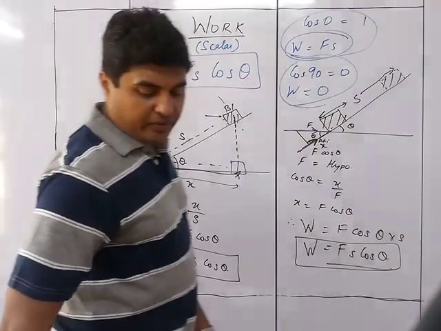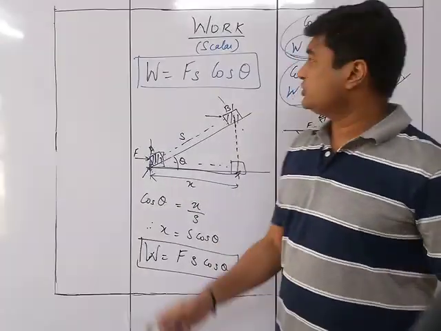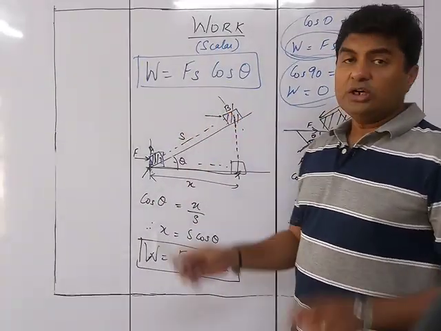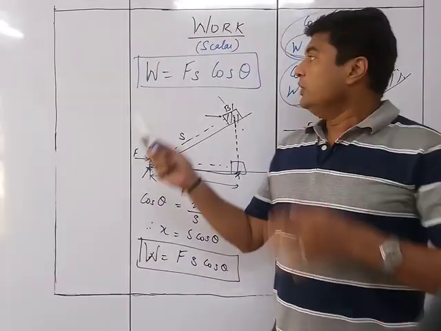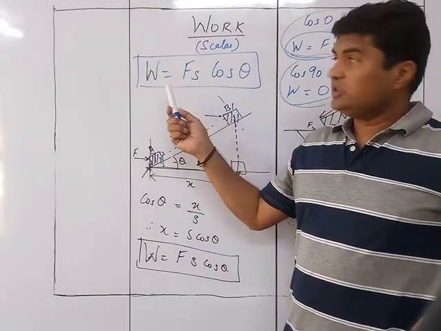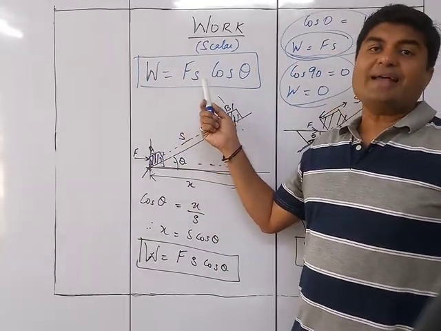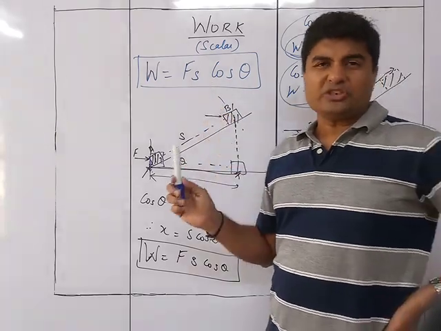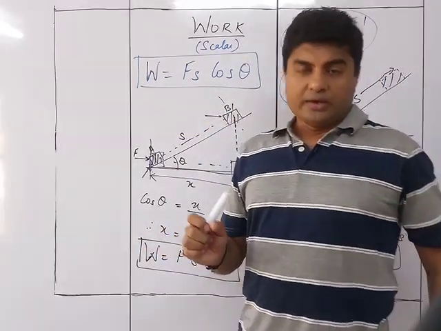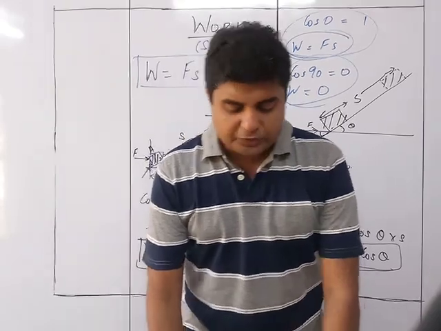So continuing with the previous one, we know that W is equal to F s cos theta. So work depends on the magnitude of force, the magnitude of displacement, and the angle between the force and the direction of the displacement. So there are special cases.